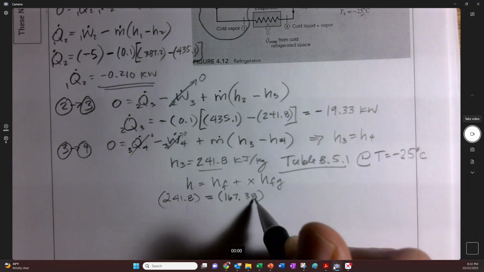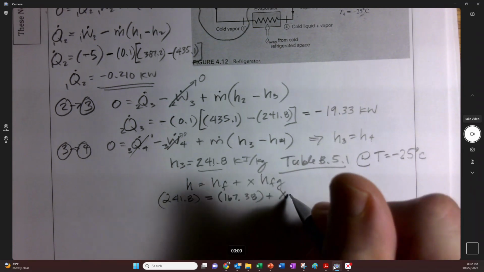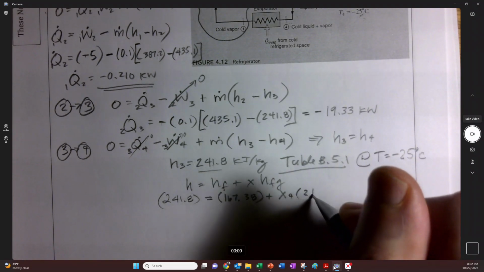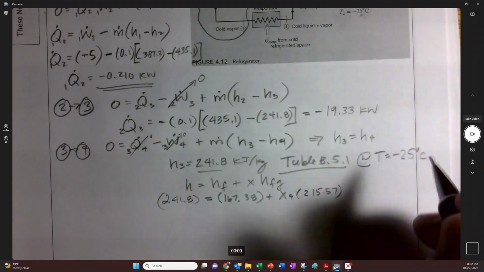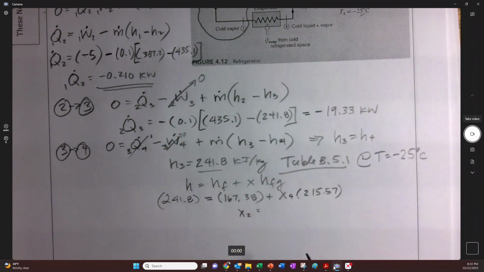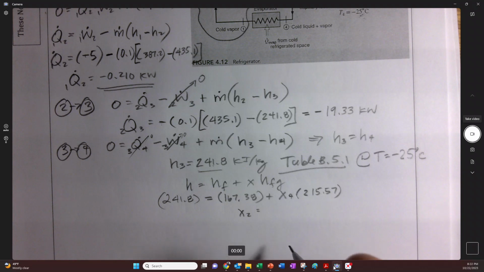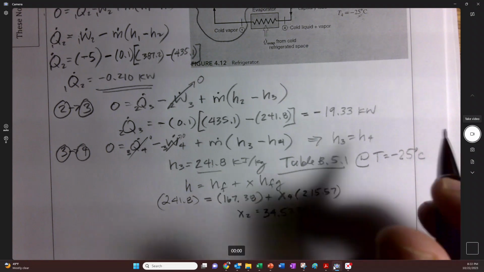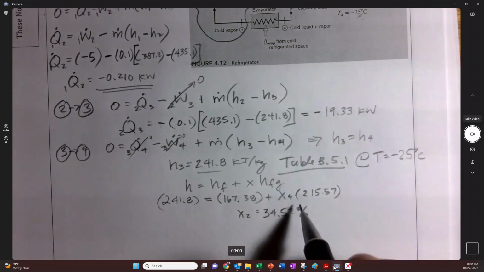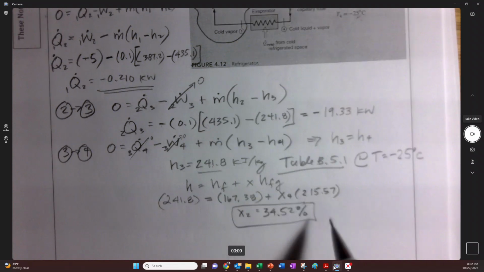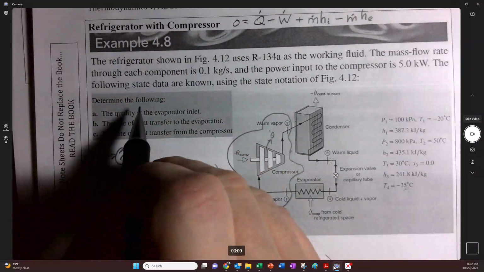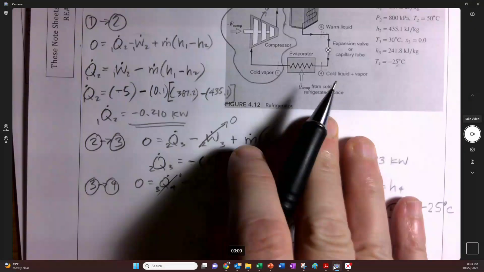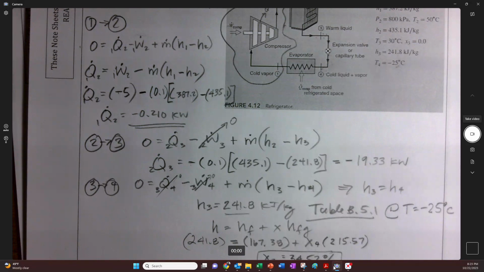167.38 plus x, and you could call that x4 if you wanted to because it is, and times 215.57, and we get what x is going to be equal to, 34.52%, and that's the quality, right? So this is what we were trying to find in part A right here, right? The quality at the evaporator inlet, because that's the evaporator inlet right here, and that's what we just did.